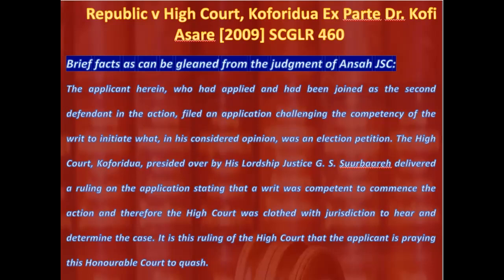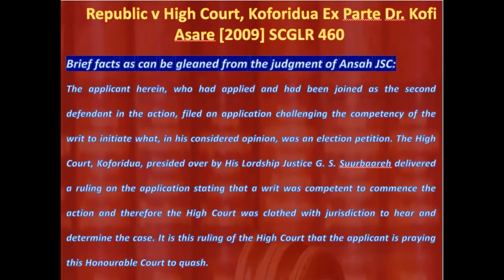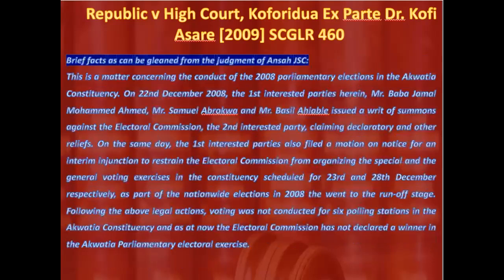What we can get from the facts are as follows. That one, a writ had been issued, and then an injunction had been obtained. And all of these were done in the High Court. By virtue of this writ and the injunction, the election had not been conducted. Now, an application was made before the High Court judge that the whole action was in fact an election petition. And if it was an election petition, it was premature for the action to be filed in the High Court.